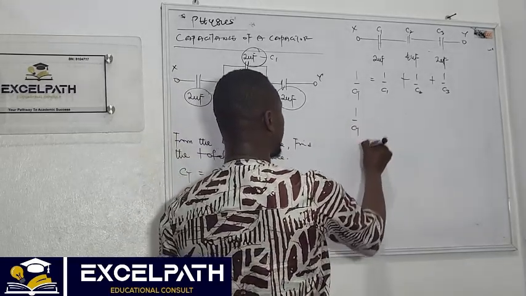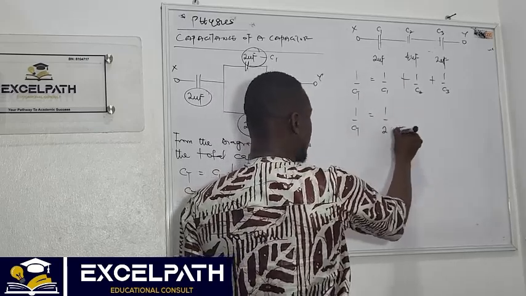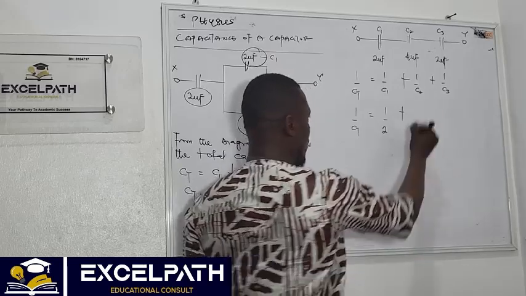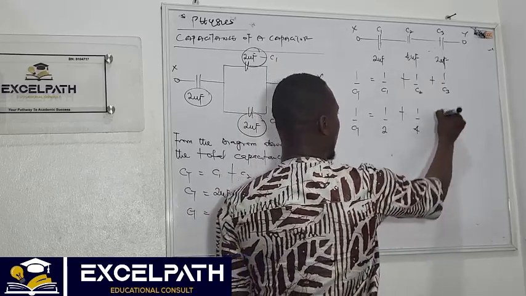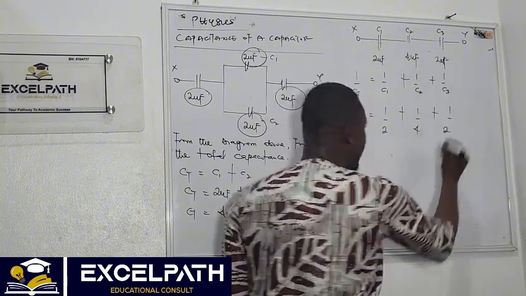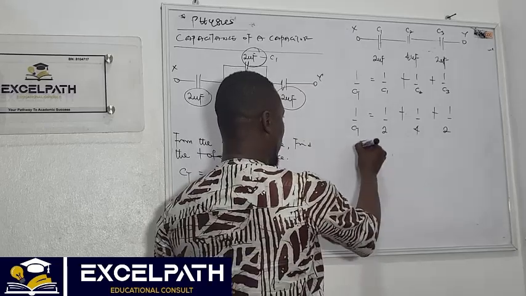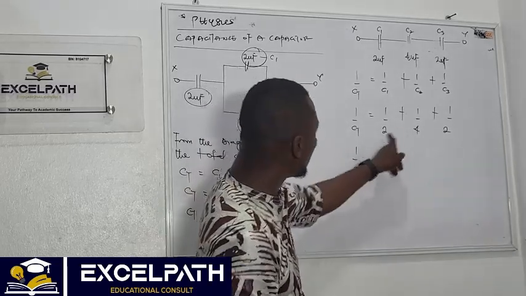I can substitute this now. 1 over C total equals 1 over my C1, which is 2, plus 1 over my C2, which is 4, plus 1 over my C3, which is 2. From here, I can have 1 over C total equals, you find the LCM of 2, 4, and 2.